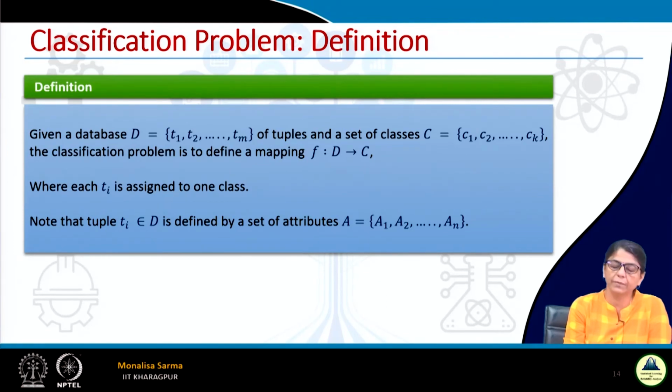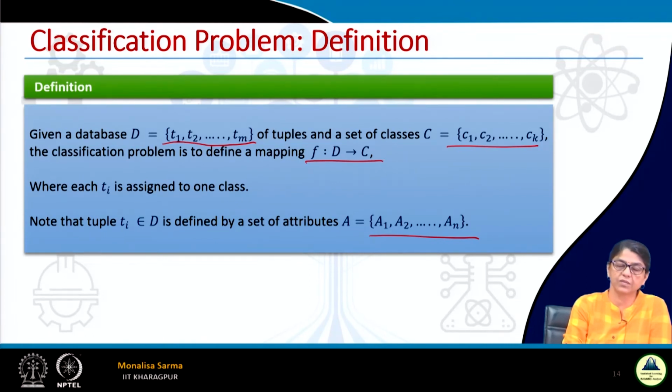Now, to define it formally, the same thing: given a database D, it has some tuples T1 to Tm, different tuples, and each tuple is nothing but a set of attributes. T1 is a set of attributes A1 to An, T2 is another set of attributes A1 to An. So, given a database with a set of tuples, each defined by a set of attributes, and a set of classes C, the classification problem is to define a mapping from D to C.